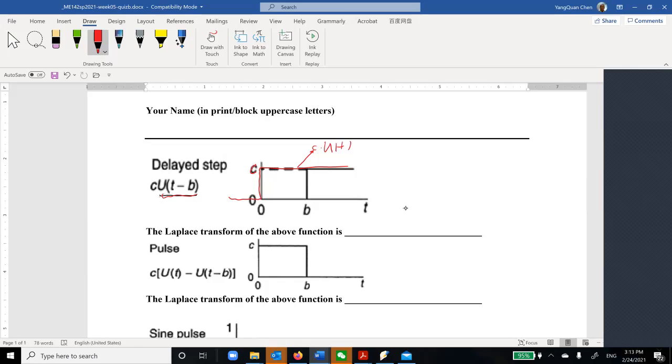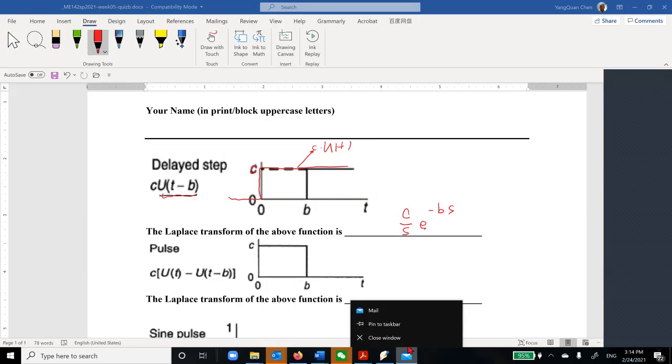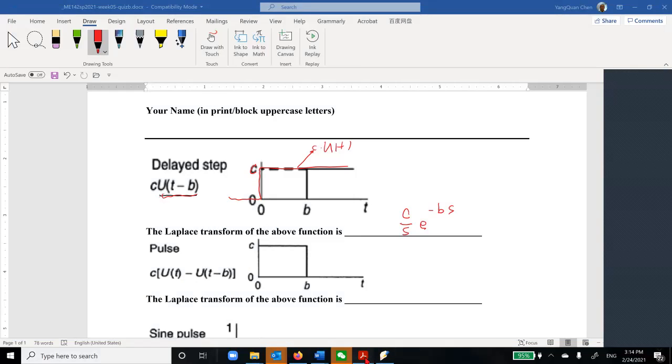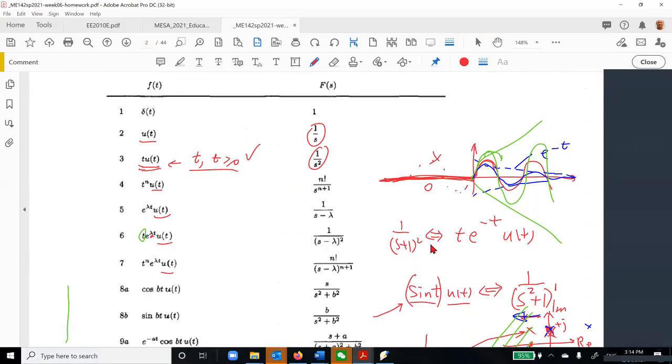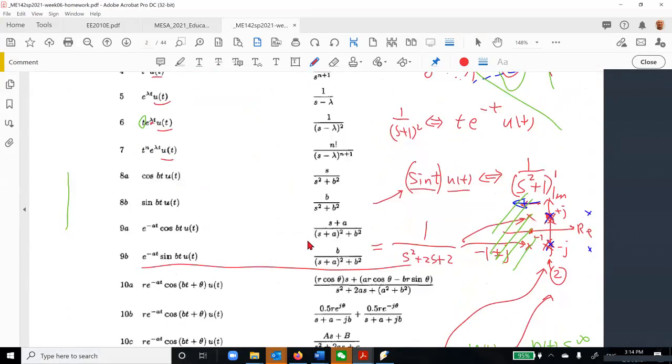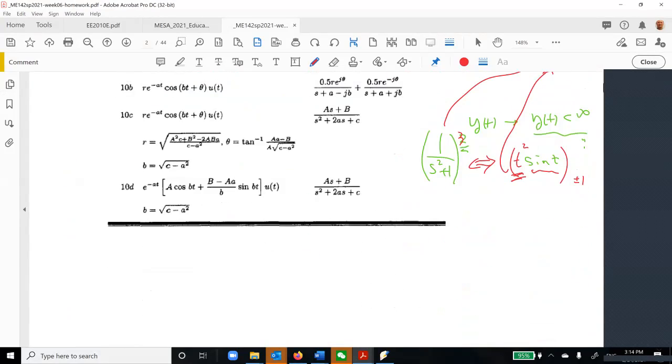So the Laplace transformation of this one is what? It's c over s, and it's a constant, if no delay. If there is a delay, it's e to the minus bs, okay? But you may ask, how come you can remember this? Sorry, you have to. So first of all, you have a constant. Then you have a delay. That delay is actually, we have another.